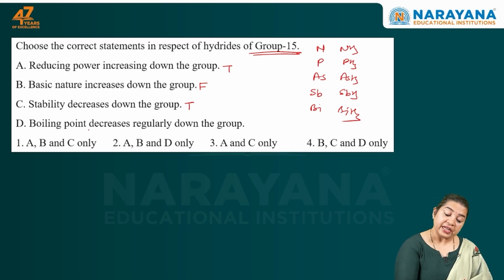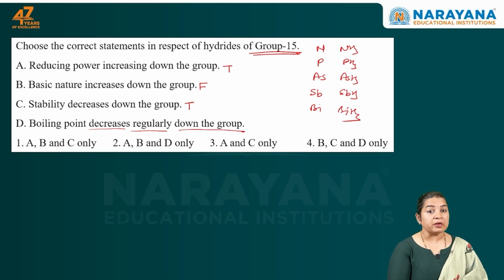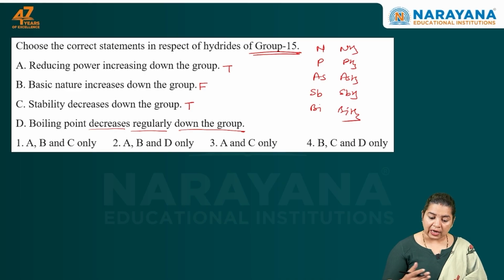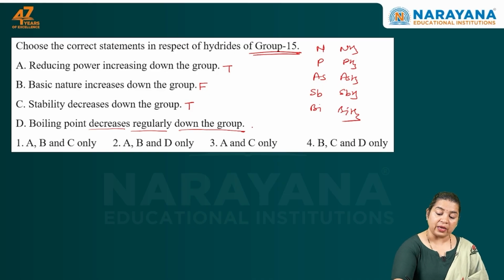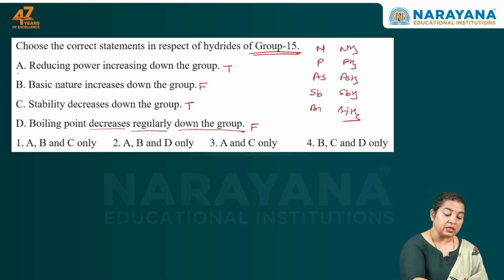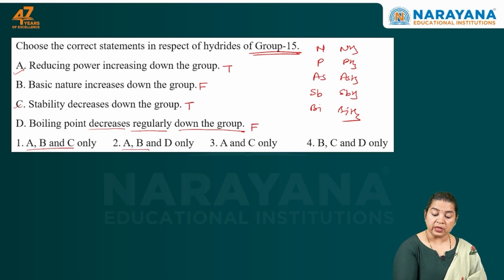Boiling point decreases regularly down the group. Well, that is an incorrect statement, because yes, ammonia has hydrogen bonding, that is okay, but otherwise the molecular weight increases down the group. So we cannot say the boiling point will decrease down the group. So that is a false statement. Now, the correct statements we are left with are A and C. Searching for the option with A, C. B is not there. The answer is option number 3.